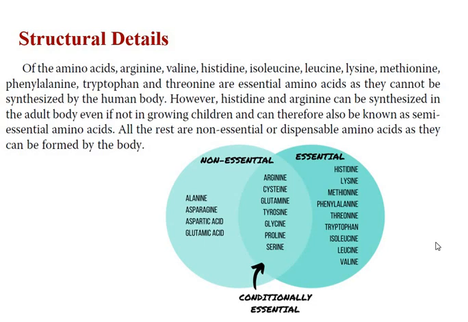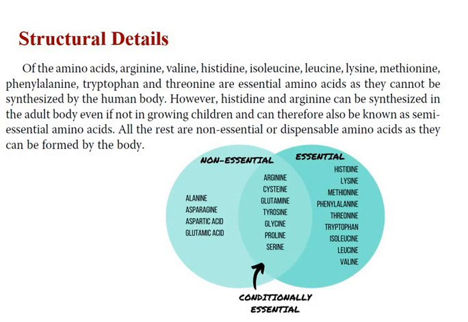However, histidine and arginine can be synthesized in the adult body sometimes, but not in children, and they can also be considered semi-essential amino acids. All the rest of the 20 amino acids are non-essential or dispensable amino acids because they can be formed inside the body. So we separate them into three groups: essential, conditionally essential, and non-essential or dispensable amino acids.